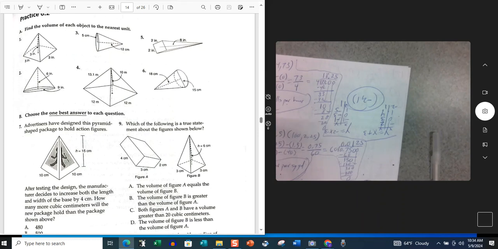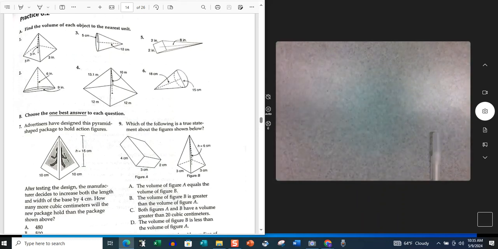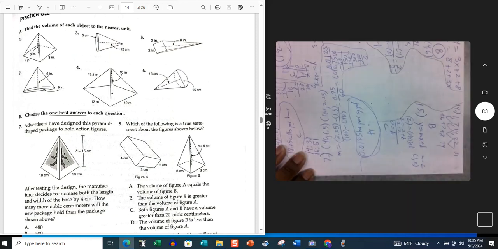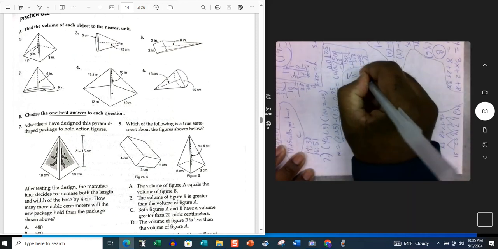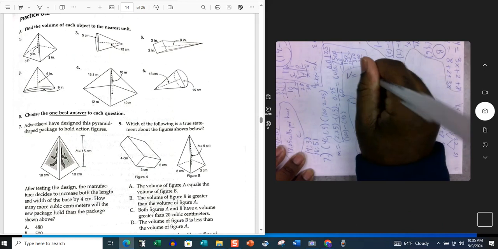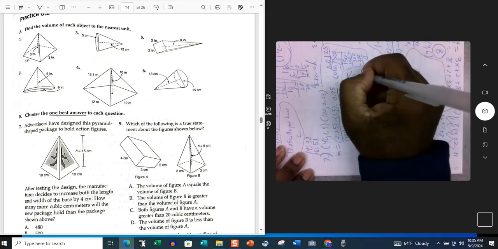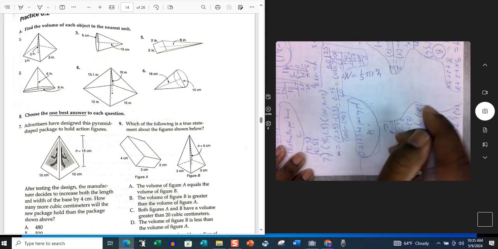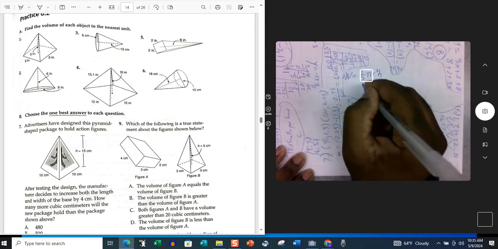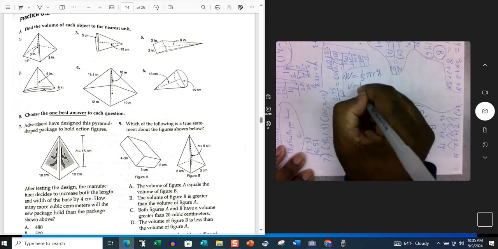All right, now we move on to problem number 2. Now, if you notice here, we have a cone. So with the cone, remember the volume is equal to 1/3 times pi radius squared times the height. All right, remember this is problem number 2. Okay, so now volume is equal to 1/3.